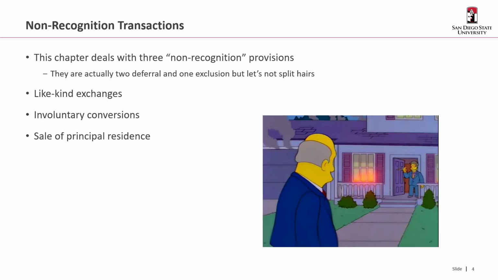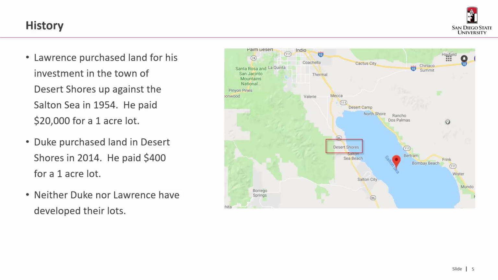Because this chapter deals with three non-recognition provisions. And I would actually describe two of them as being deferral provisions, and one is an exclusion, but we're not going to split hairs about that. So again, they are like-kind exchanges, involuntary conversions, and sale of a principal residence. Okay, so let's start with a little story.